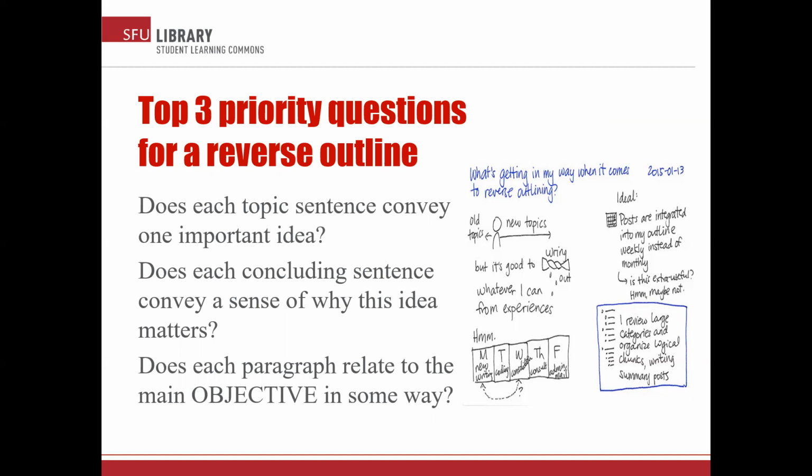Lastly, ask yourself if each paragraph relates to the main objective of your paper in the same way. When we look at our body paragraphs, it should be clear how each paragraph is connected back to our thesis statement. If our reader isn't able to make this connection, then there may be something missing from our paper. So try to make sure that these connections are as clear as possible and they're as clear as possible to your reader.